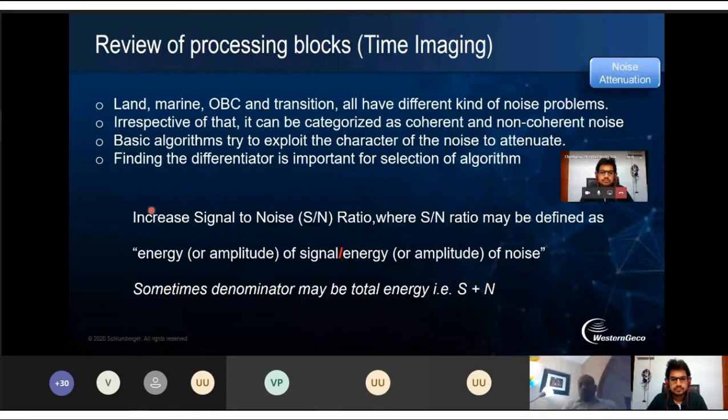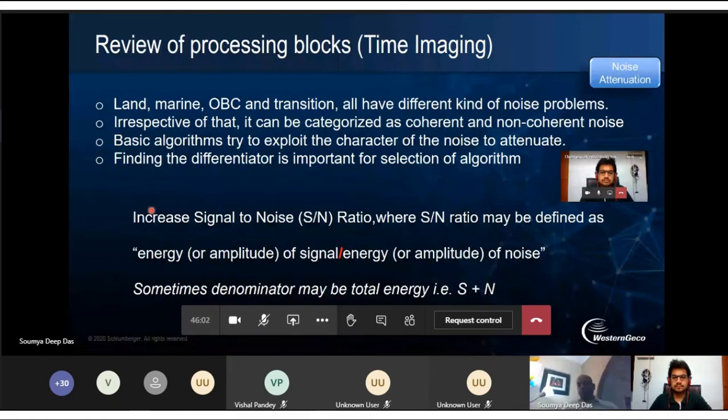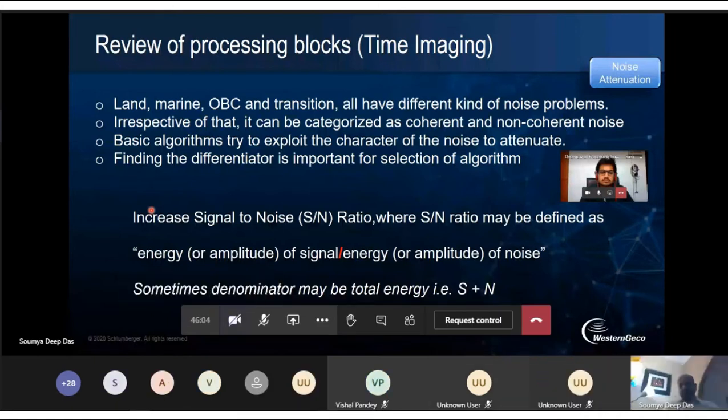So ideally the purpose of all noise attenuation is simple. Increase the signal to noise ratio, reduce the noise, enhance the signal, which means preserve the primary. The choice of algorithms is many, which are there in the textbooks. You can do it in Tau-p domain, you can do it in FX domain, you can do it in FK domain, you can do it in HT domain.